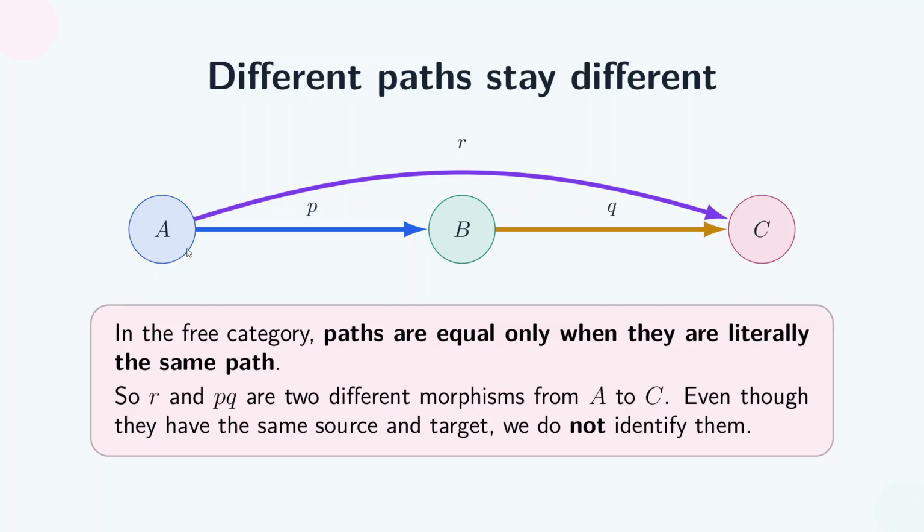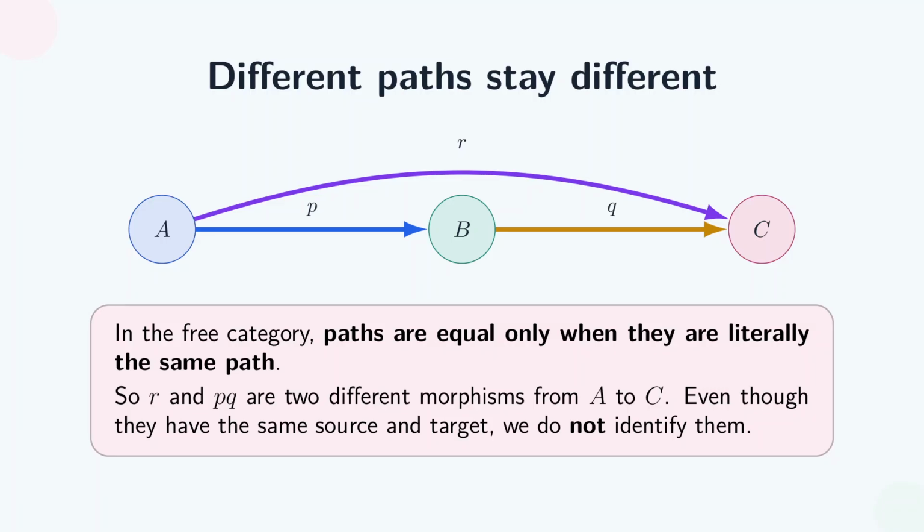Now both R and PQ start at A and end at C, so they have the same source and the same target. But they are not the same path. One is a single-step path, and the other is a two-step path. In the free category, we do not identify them. They remain distinct morphisms. This is very important. The free category does not collapse paths together just because they happen to begin and end at the same places. It keeps track of the actual route.